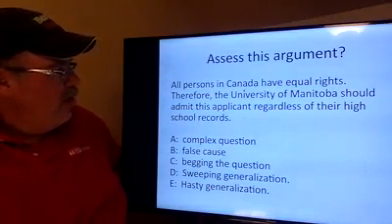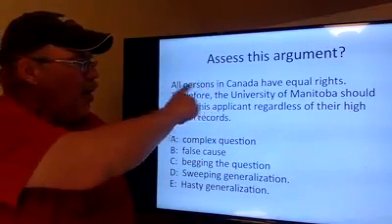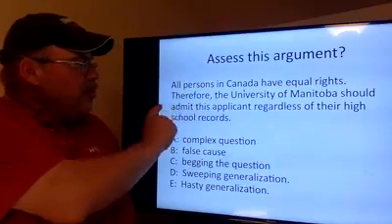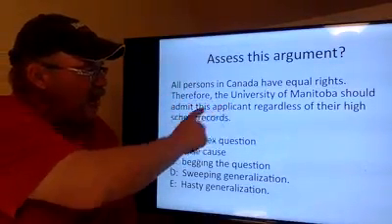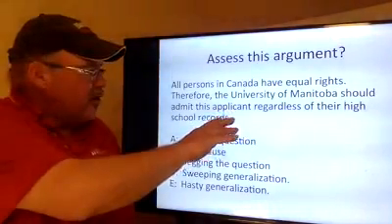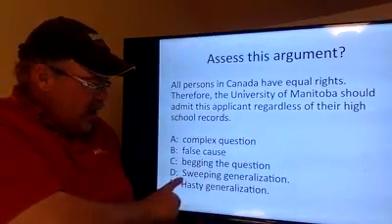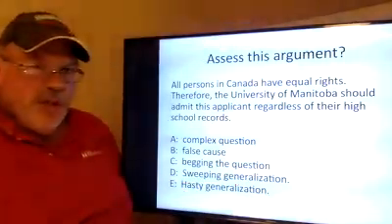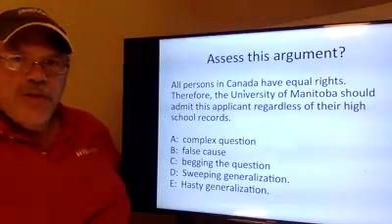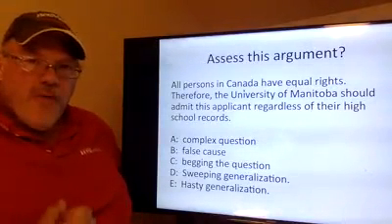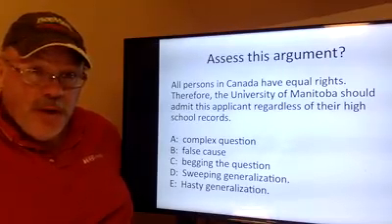So then we have to think back. The premise is "all", and that's universal. And then the conclusion is about this applicant. So that is a sweeping generalization. You've got the "all" in the premise. So these are the steps we should be doing as we're working through the problems in the textbook.